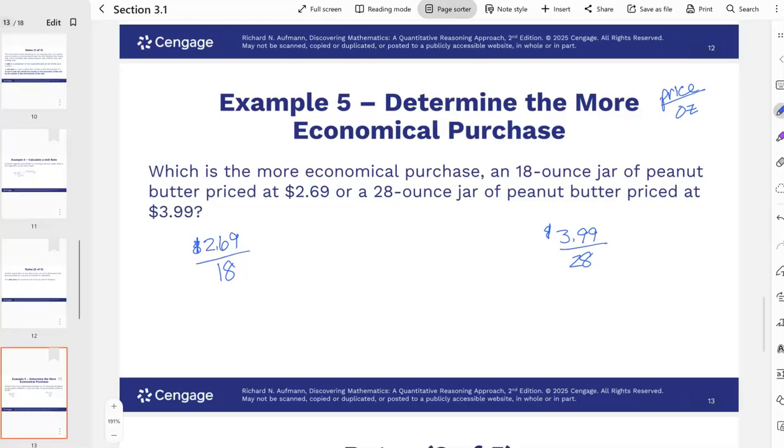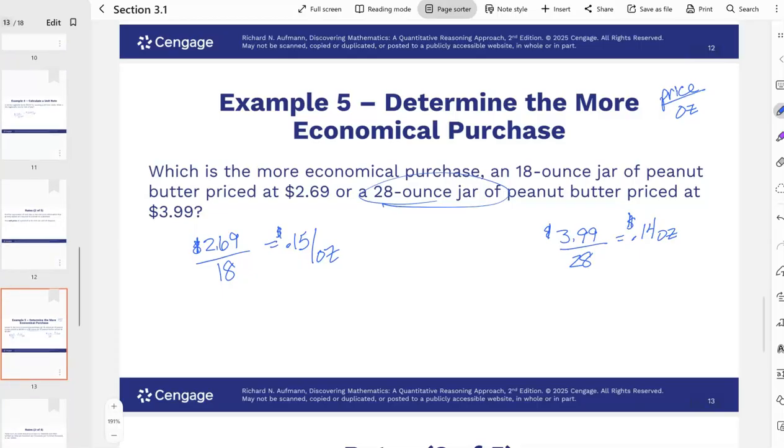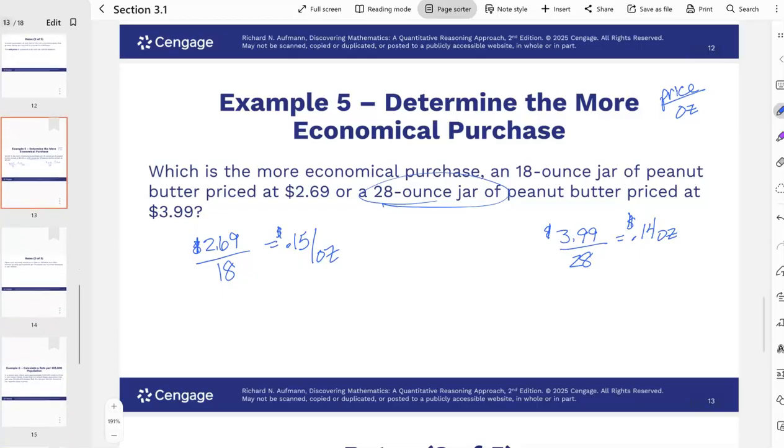$2.69 divided by 18, I got 0.15 when I round to the hundredths place value, two decimal places. So that's per ounce. And then $3.99 divided by 28, I got 0.14 per ounce. So the better buy is going to be the larger one. That's not always the case. It usually happens to be that way, but not always.